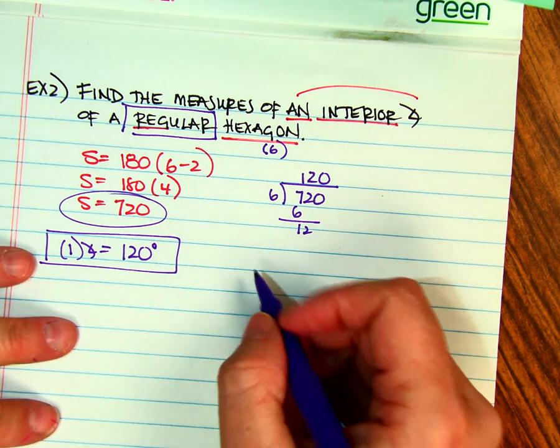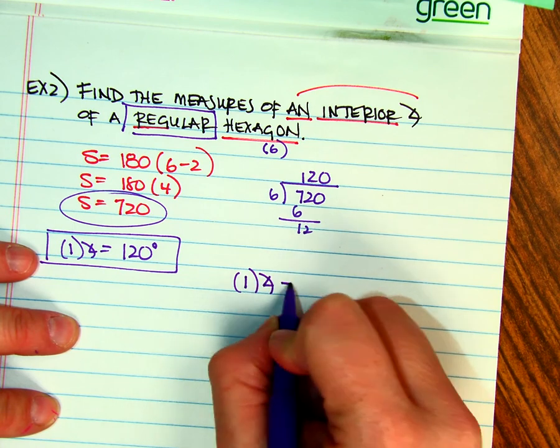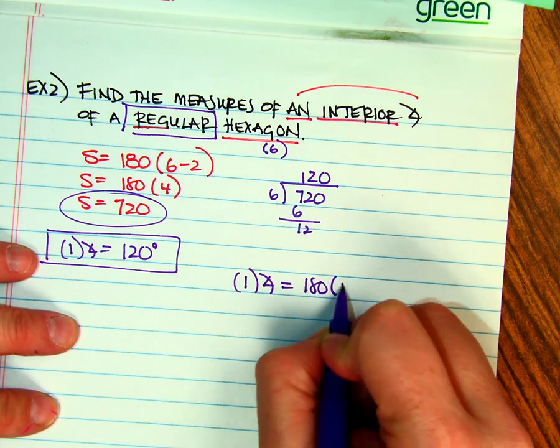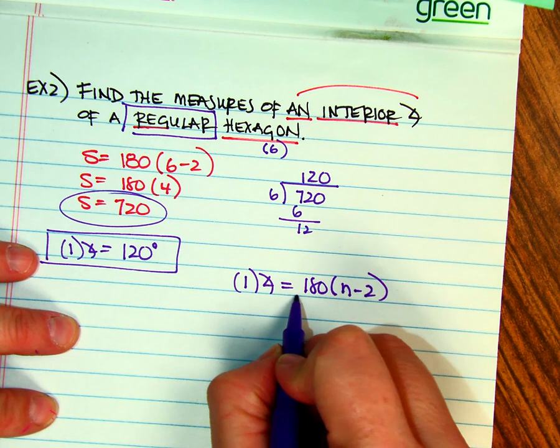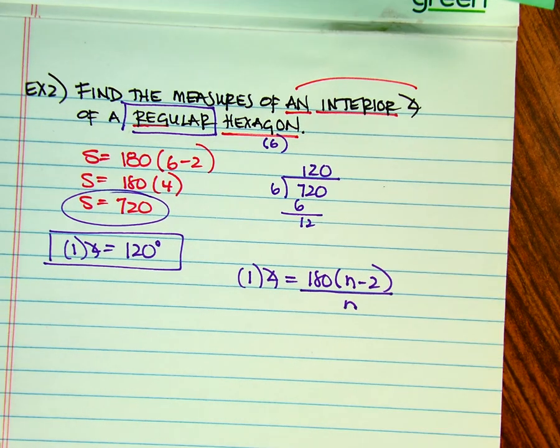So I guess if you wanted to write a formula from that, it'd be one angle would equal 180 times the quantity of n minus 2 divided by n again, which would be the number of sides or the number of angles.